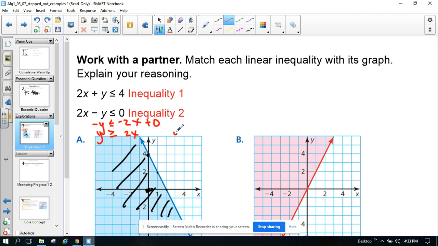So I would graph y equals 2x, which is this red line in this one, y equals 2x, up 1 over 1. Stop the video. Make sure you agree. y equals 2x.